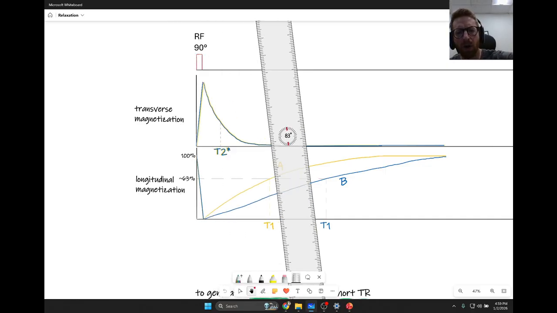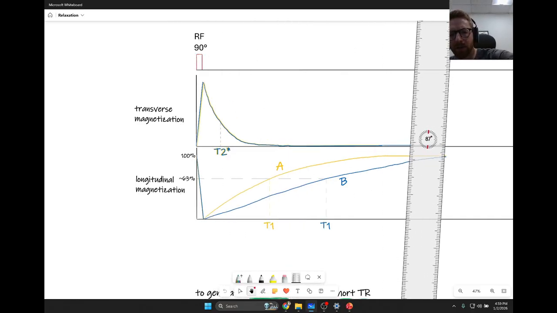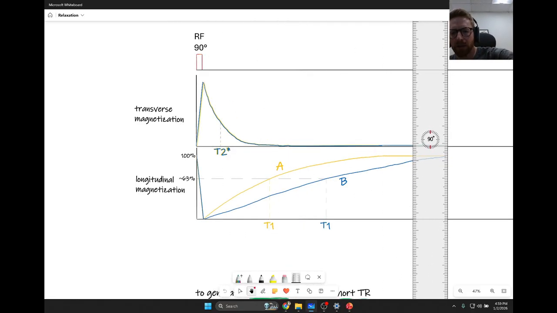So we would want to put it all the way at the end here, because at that point, all of the longitudinal magnetization has been recovered. And so when we deliver our next 90-degree radio frequency pulse, all of that longitudinal magnetization is going to be able to be converted into transverse magnetization. So this is an important point. We can't generate transverse magnetization signal unless we have longitudinal magnetization to start with.